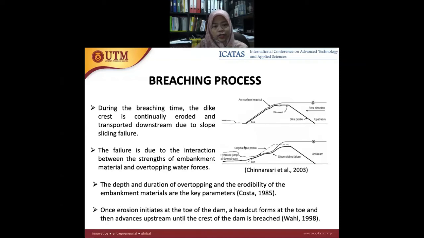The depth and the duration of overtopping and the erodibility of the embankment materials are the key parameters that need to be investigated. Once erosion initiates at the toe of the dam, head cuts form at the toe and then advance upstream until the crest of the dam is breached. This behavior of breaching erosion has been found by Wahl in 1998.